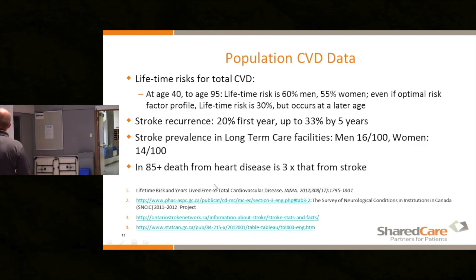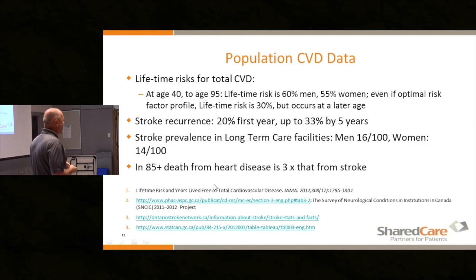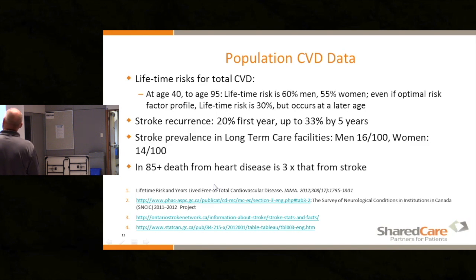What about in the population? So the lifetime risk for having cardiovascular disease at age 40 to age 95 is 60% in men, 55% in women. That's in general. So anybody sitting in this room, depending what age you're at, realize that cardiovascular disease is the second leading cause of deaths. Cancers are the highest, but as you age, cardiovascular becomes prominent, and that makes sense. So even if you control all the risk factors, then lifetime risk is still 30%. So I put that up there that it is common.